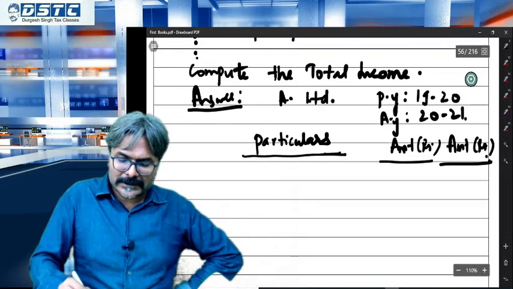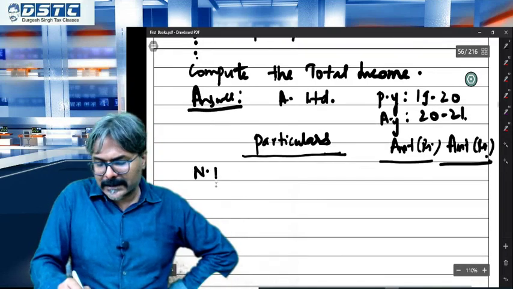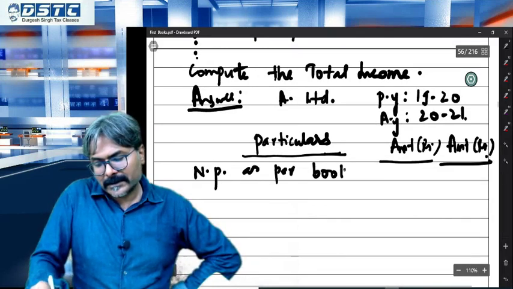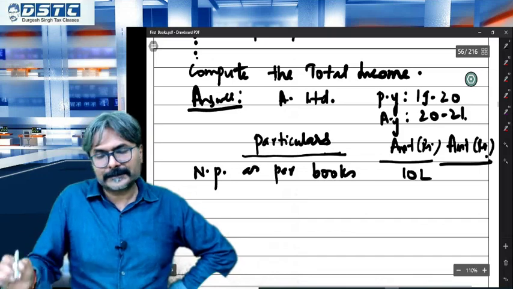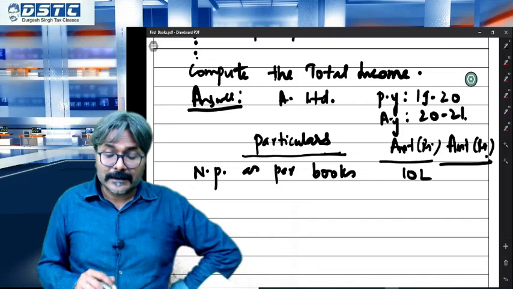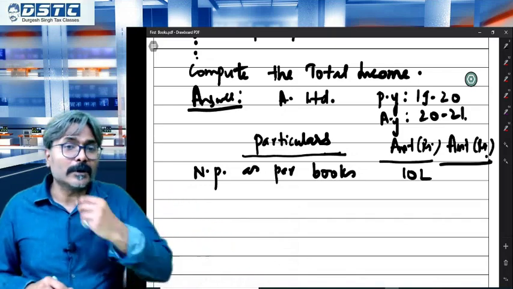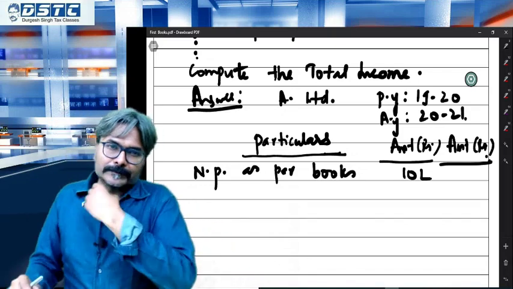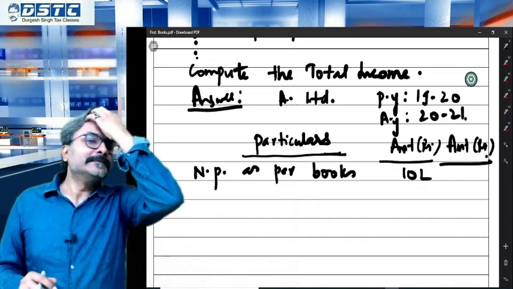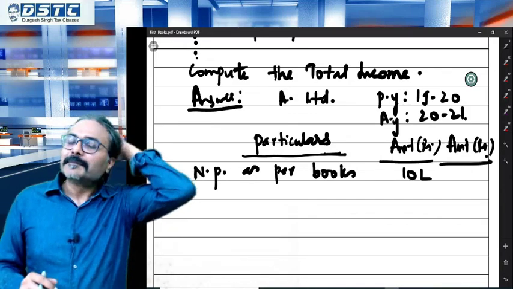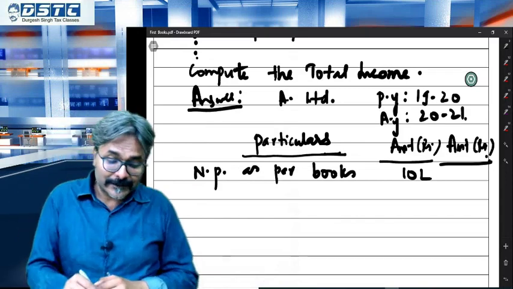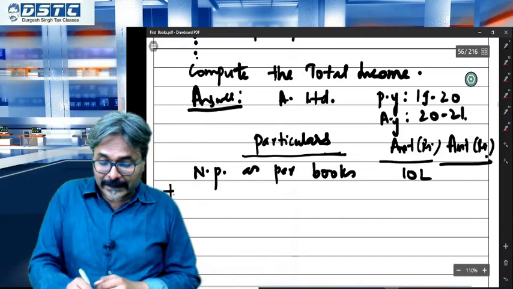So how do you start, students? Remember, you start with the net profit as per the books. How much is the amount? 10 lakhs, isn't it? So this is how you would have started. Then what do you do here? Say fast. After this, net profit as per books, 10 lakhs. Thereafter, students, you do add or less.